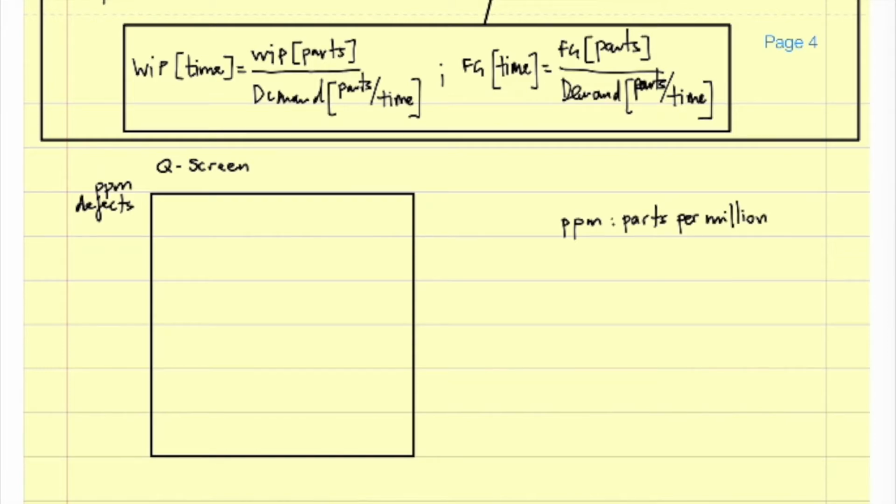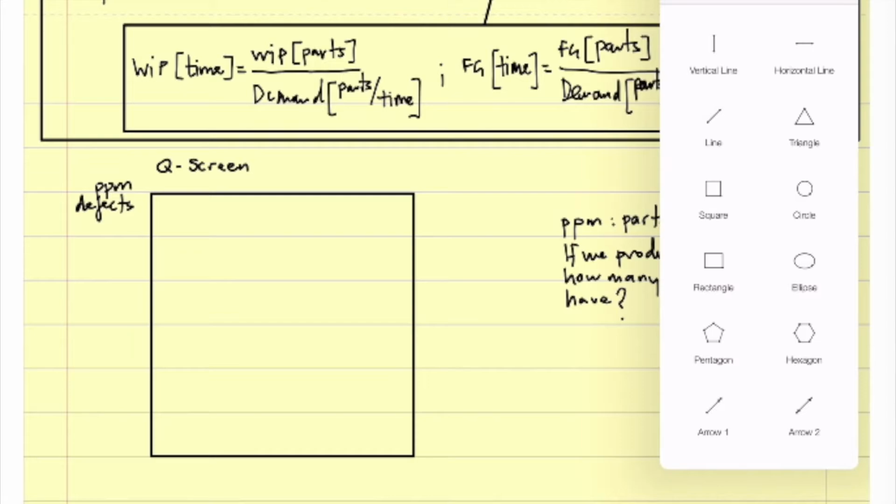Okay, if we produce 1 million parts, how many defects do we have? Okay, defect parts per million. This is the meaning.